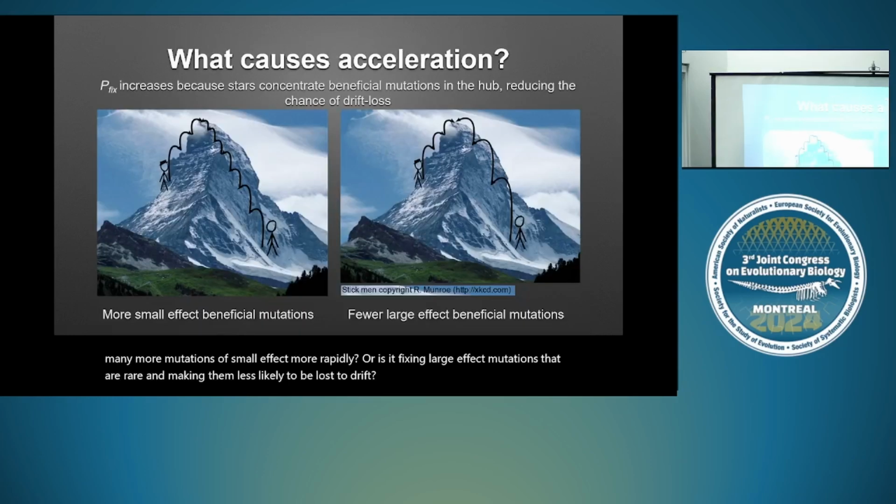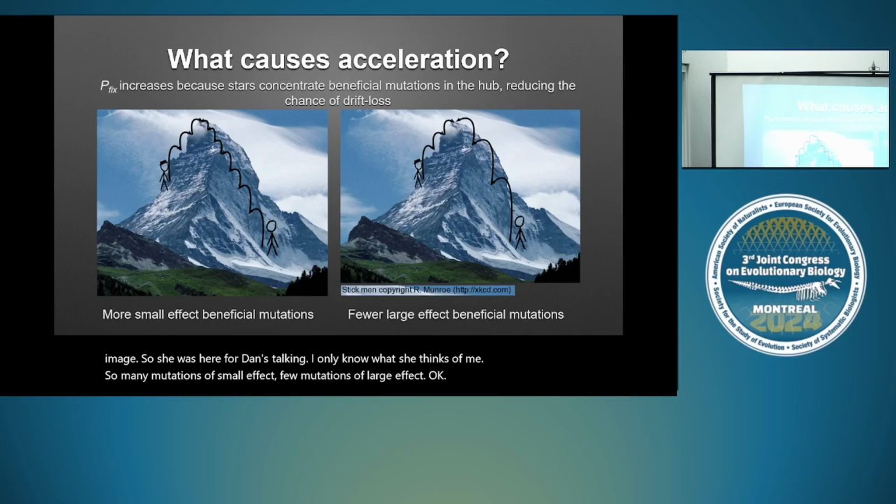Where's Dana? She's still, no, not Dan. Dana. Oh, she left. My former student made this image, so she was here for Dan's talk, and I only know what she thinks of me. So many mutations of small effect, few mutations of large effect, okay?